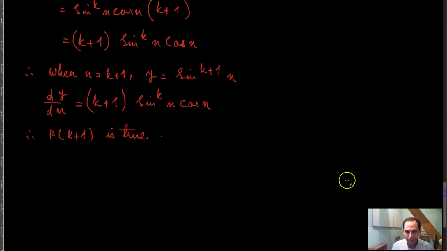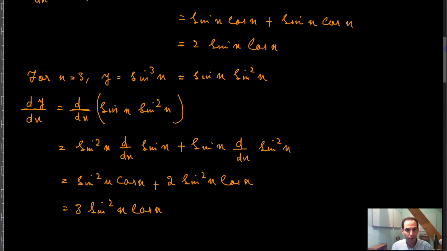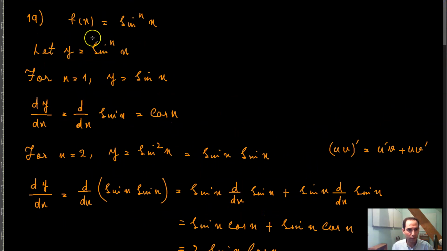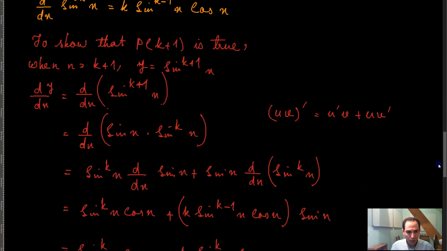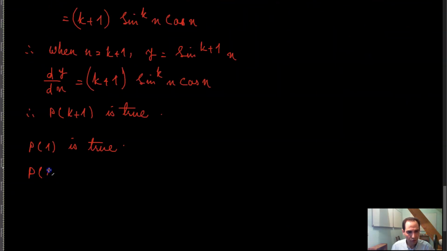And hence, now what we have done is we have shown that P of 1 is true. We already showed that over here, right? We showed this when we said that when n is equal to 1, y is equal to sine x and dy by dx is equal to cos x. And then based on this, we wrote our assertion, which means that P of 1 is automatically true, right? So P of 1 is true, and P of k was our assumption. It doesn't need to be true. P of k is our assumption, and we showed that P of k plus 1 is true.